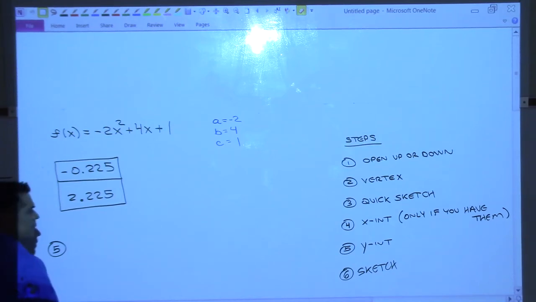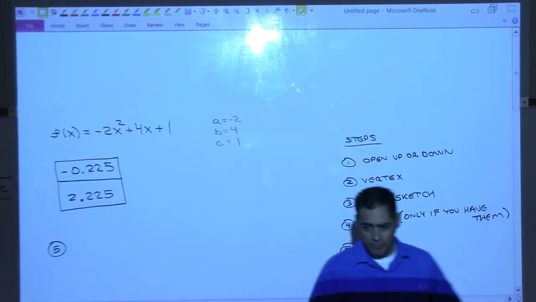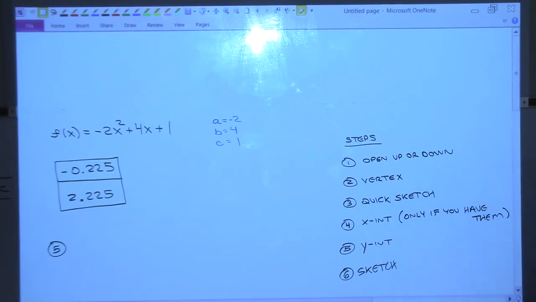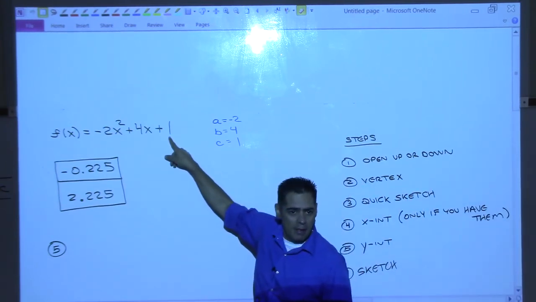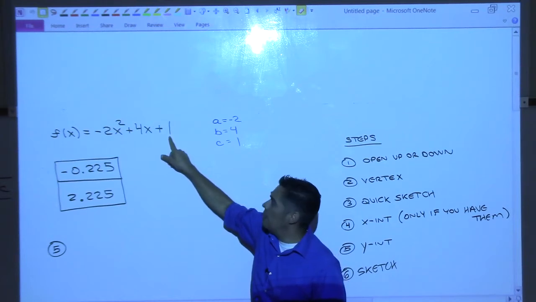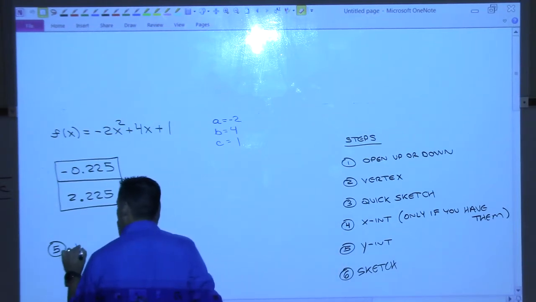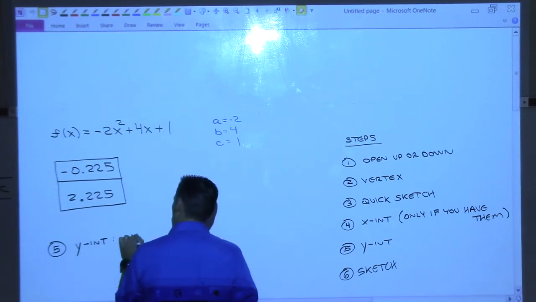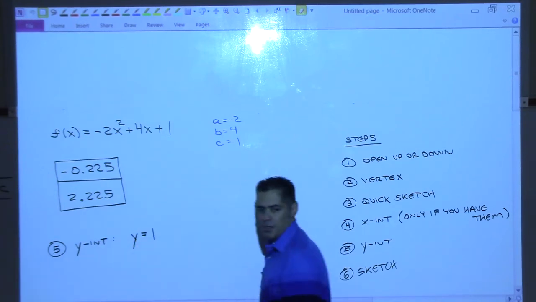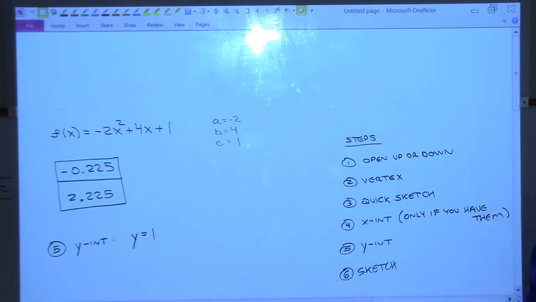So for step 5, we want the y-intercept. What do you got? It's 1, right? It's just this number by itself right here, okay? Very easy to find it. Here it is, 1. So the y-intercept is, we're going to put y equals 1. All right, we're just going to put y equals 1 because it's a y-intercept.